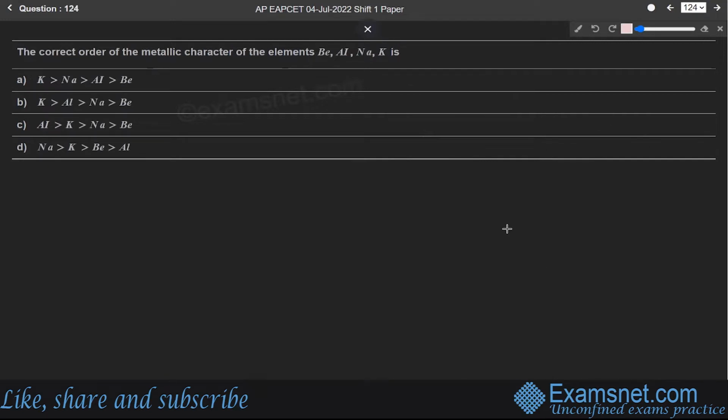Again, this question belongs to the S block. So you see, S block has a good weightage in the paper. They are asking us the correct order of metallic character of the elements beryllium, aluminium, sodium, and potassium. Now, this question is not much trickier. You just need to know 2, 3 ways to solve this.